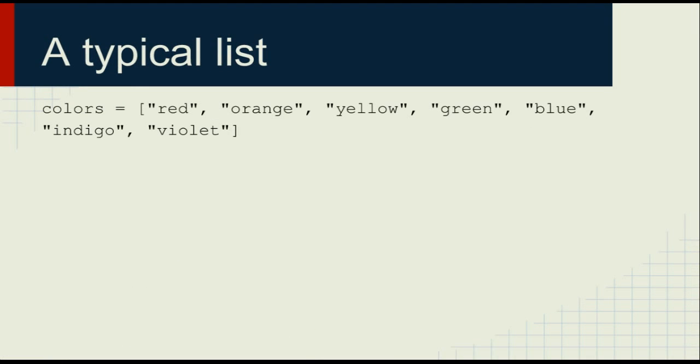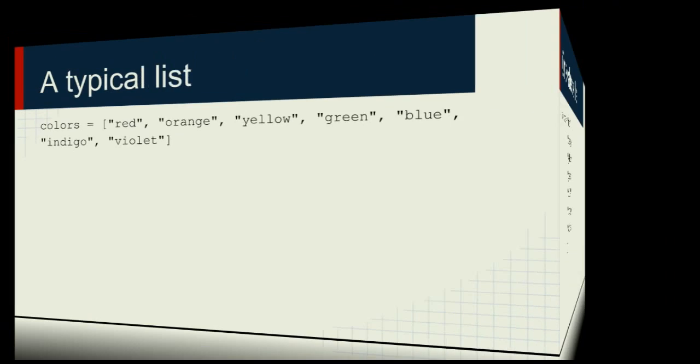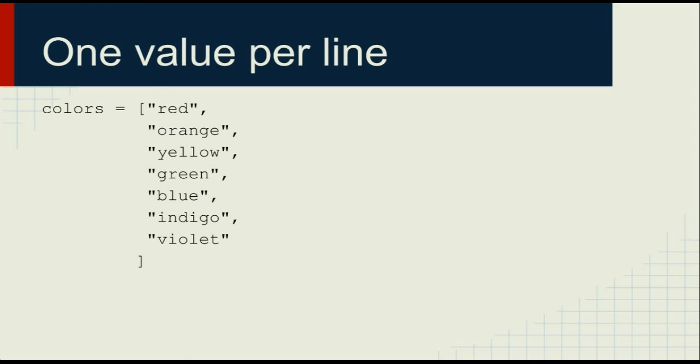So here's a typical list. This is something that you might find in a typical Python program. In this case we have a list of colors, and the list is just a list of strings. Now when lists start to get long, we sometimes like to break them up, and we might want to put each value on its own separate line. This is a very common way of writing code, and I'm sure you've probably done something like this in your own programs.